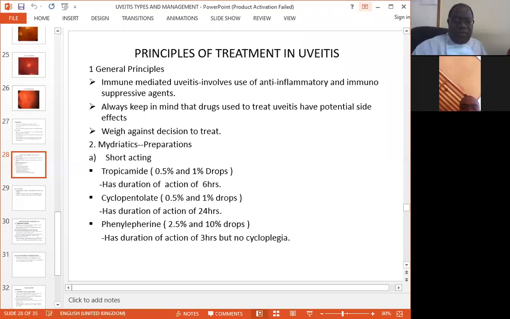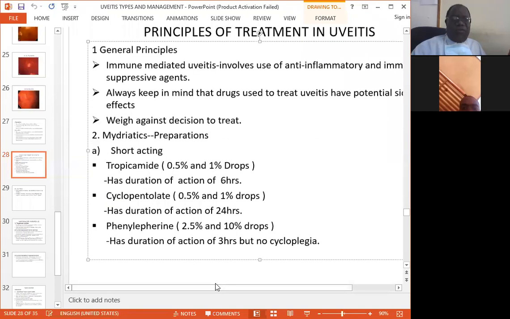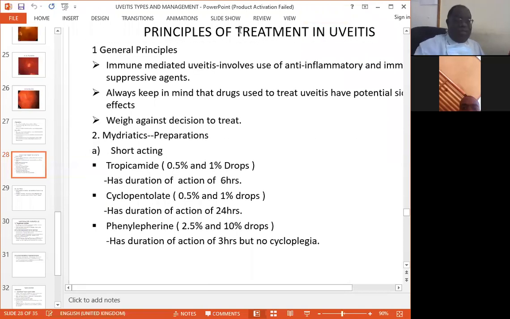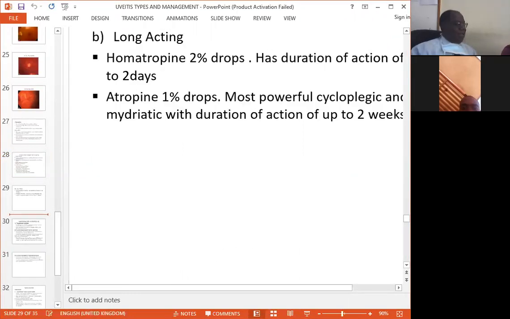That's tropicamide. The next one is cyclopentolate, 0.5% and 1%, duration of action 24 hours. This one is stronger than the first one. If it has a duration of action of 24 hours, you are going to give it only once. Normally you give this where you've got stuck synechiae, where the pupil is stuck. You use the long-acting one to try and break down the synechiae. After that, you have to go on a weaker one.